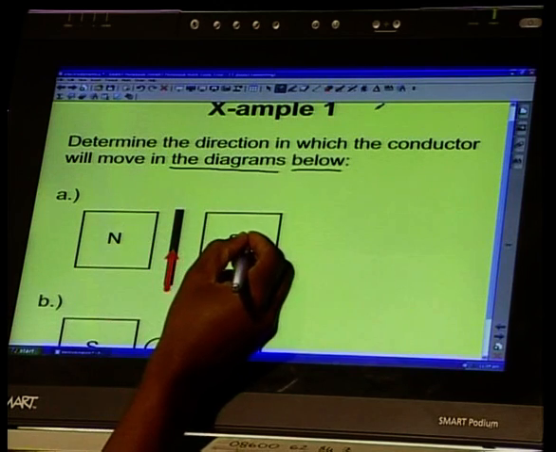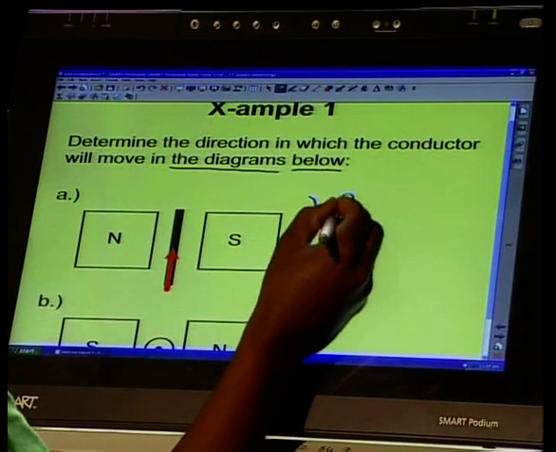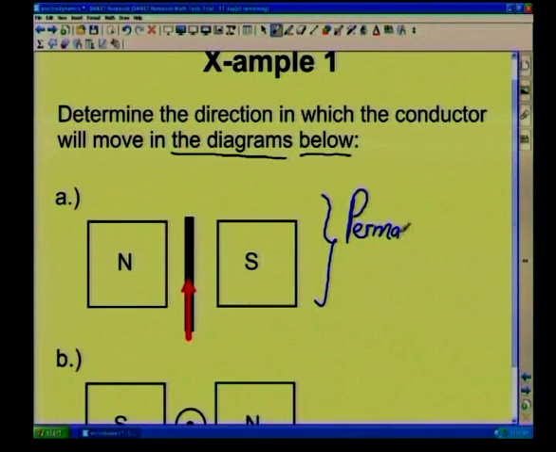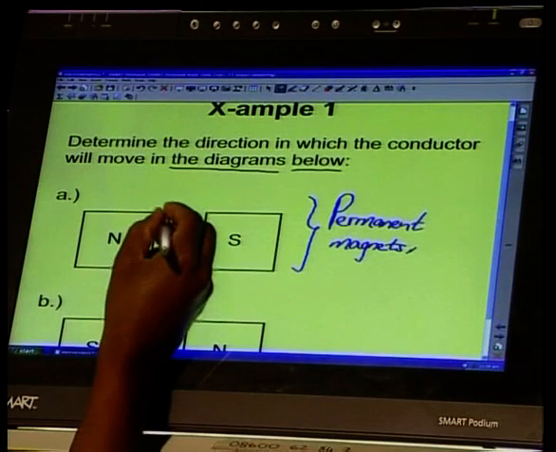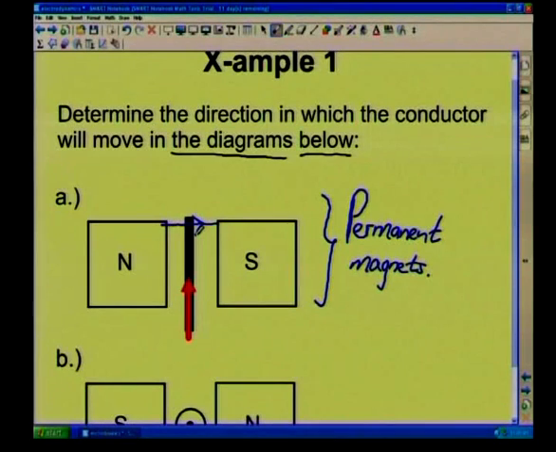But what do we know about the magnets? These are permanent magnets. Okay, so these are placed in there. We place them in there, and then we bring in the conductor. Now, north and south. We know that magnetic field direction is from north to south. Okay, so that is the field, the magnetic field. And upwards is the direction of current.